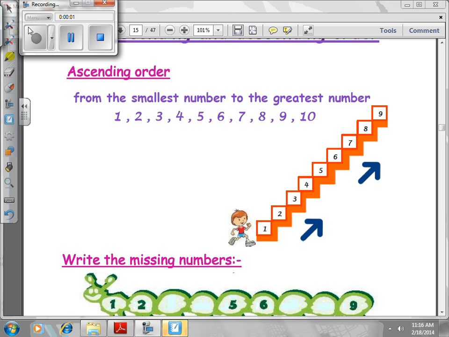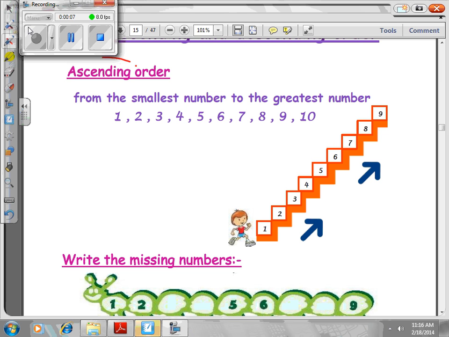And now we will take a new lesson, which is put the numbers in the ascending order. What does it mean that I put the numbers in the ascending order? It means that I put the numbers from the smallest number to the greatest or the biggest number.